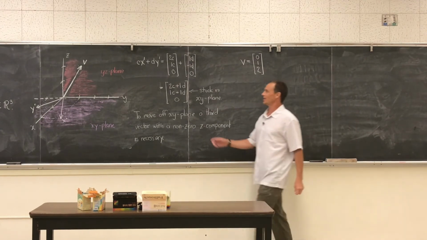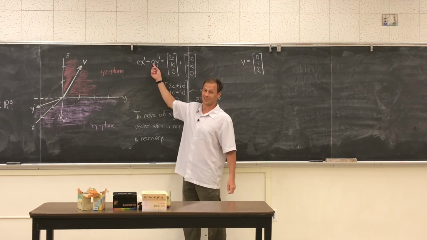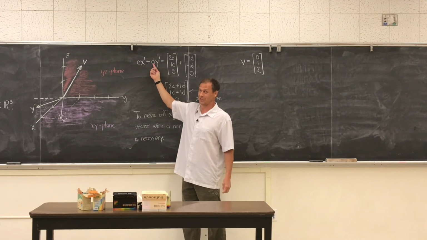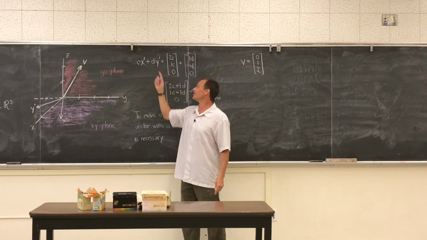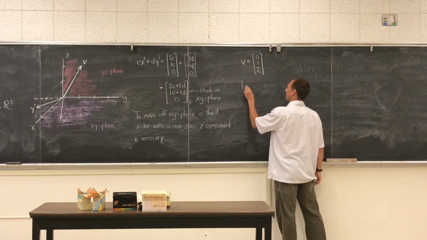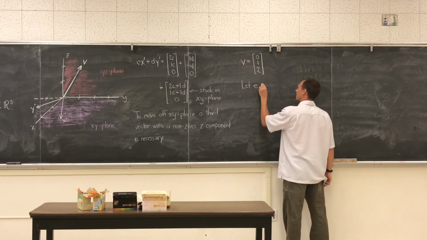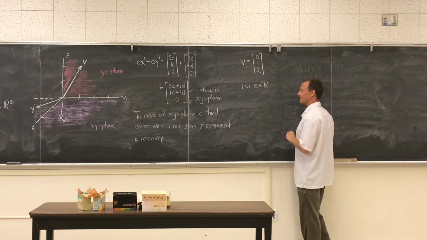We used the scalar c. We used the scalar d. It seems logical that the next scalar would be e. And this is going to just be the letter E, it's not the number E. We could use F, but I just like the pattern, C, D, E. So let's do that. Let e be a scalar. This is not the number, this is the scalar.